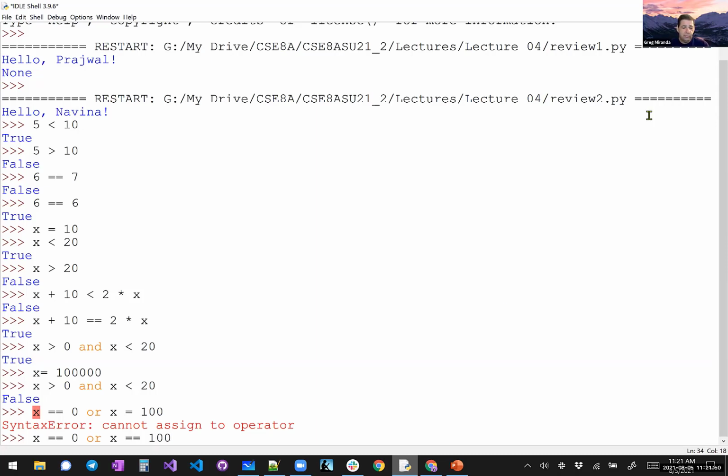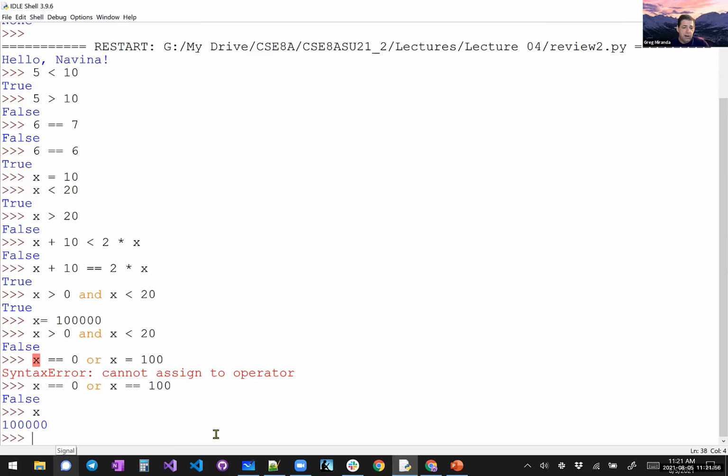Is this going to be true? X is currently 100,000. Let me run it. So X is 100,000. So equal to 0? No. Is it equal to 100? Also no. So both of those are actually going to be false.